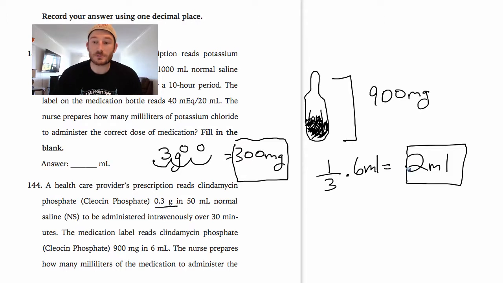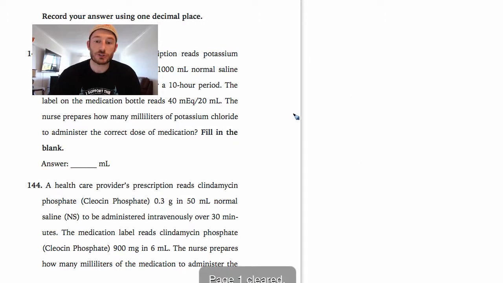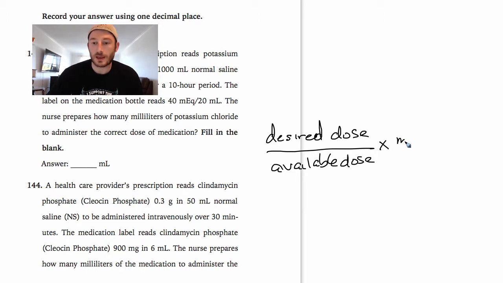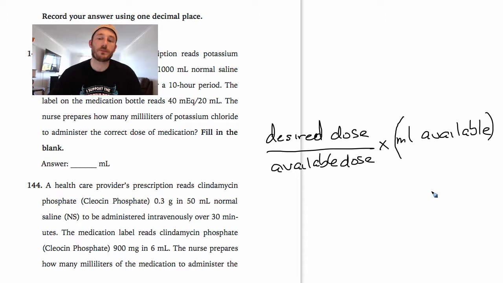Now, if that didn't make sense, the picture was annoying, it didn't work, just use what they use in the textbook. They say your desired dose, all over your available dose, times the mLs of your available dose. Or you're basically saying the mLs of what you have available.